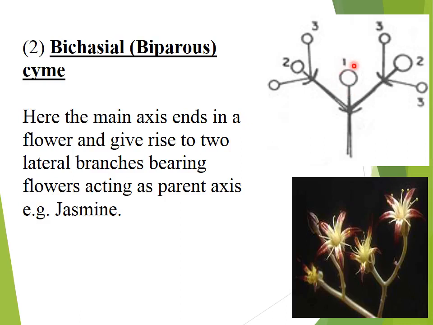Now in biparous, two flowers are formed. Two branches will arise and two flowers will form at the end of these branches, and the growth will be restricted. Next time again, each branch is divided into two branches, and the growth of the peduncle is checked. Flower number 3 here. So at a time two branches will arise and the growth will be checked in the dichasial cyme.